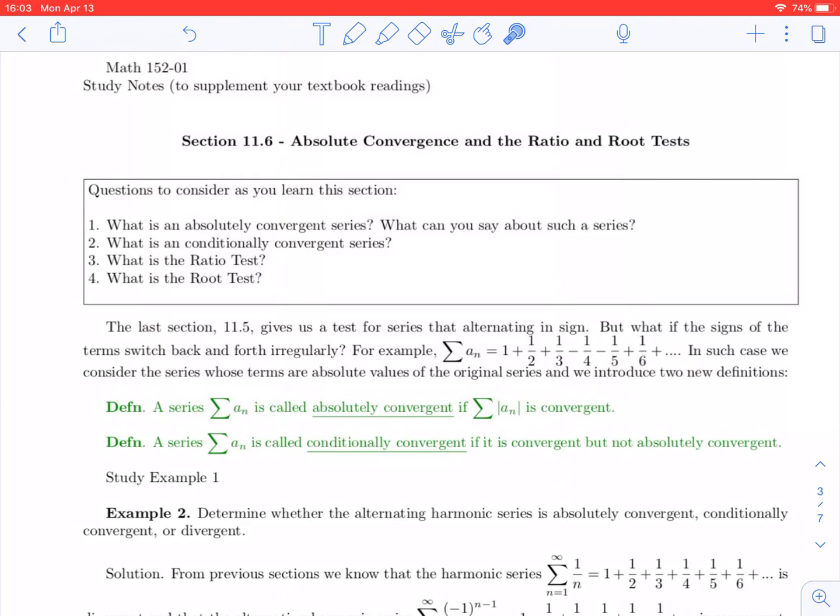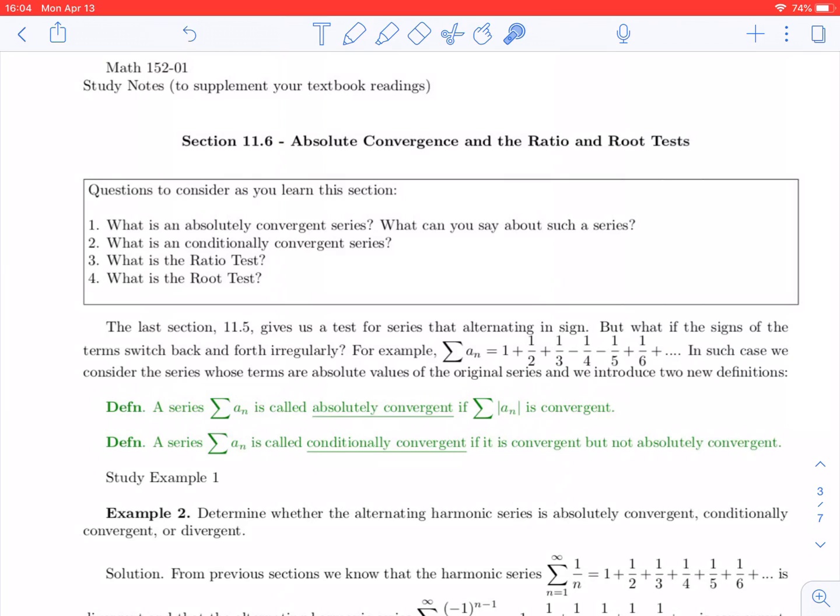So what we're going to do is make a new series. We take the absolute value of each term. So then we gain a new series with all positive terms. And if that series is still convergent, we say that this series is absolutely convergent. So that's our new definition, the first one. A series is called absolutely convergent if the sum of the absolute value of each term is convergent.